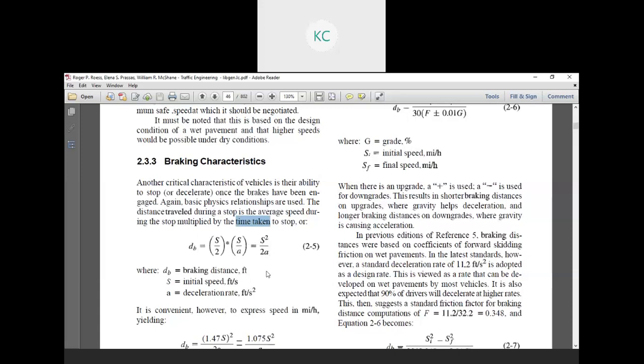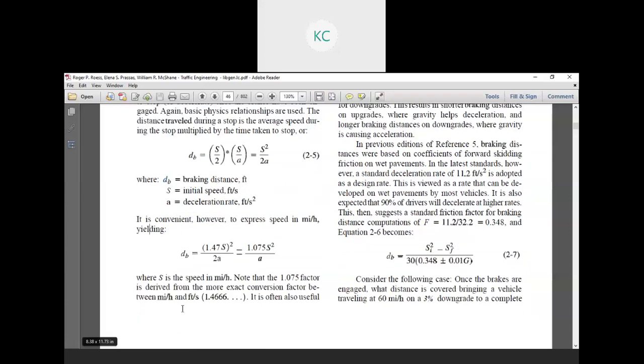So what is the acceleration rate? It is when a driver applies the brake to the particular vehicle at a particular speed, the time taken by the vehicle to stop at that particular location; it's called the deceleration rate. So the equation is dv is equal to s square upon 2a, where dv is the braking distance. The braking distance or the braking characteristic are used in the sight distance, SSD, as well as the OSD. SSD is the stopping sight distance and OSD is the overtaking sight distance.